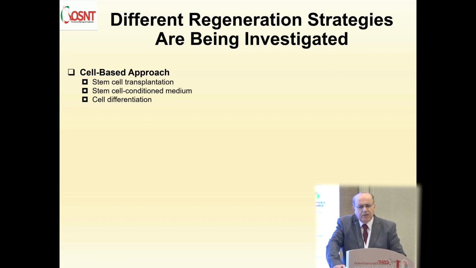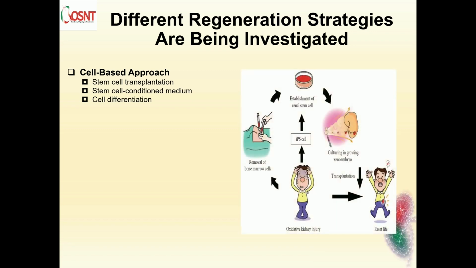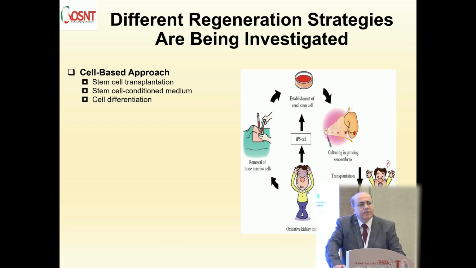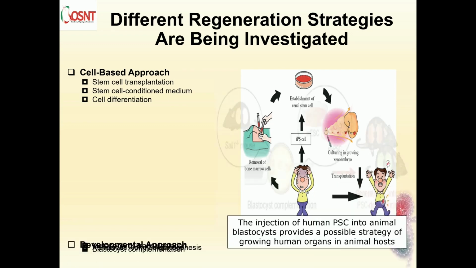We have stem cell transplantation, stem cell conditioned medium, and cell differentiation. I will give you one example. If we look at this patient with oxidative stress disorder, we have first to identify bone marrow cells and pluripotent stem cell, and isolate establishment of renal stem cell, and then culturing this renal stem cell into growing embryos, the kidney of the embryos, and then later on we transplant this kidney. This is a very promising strategy.